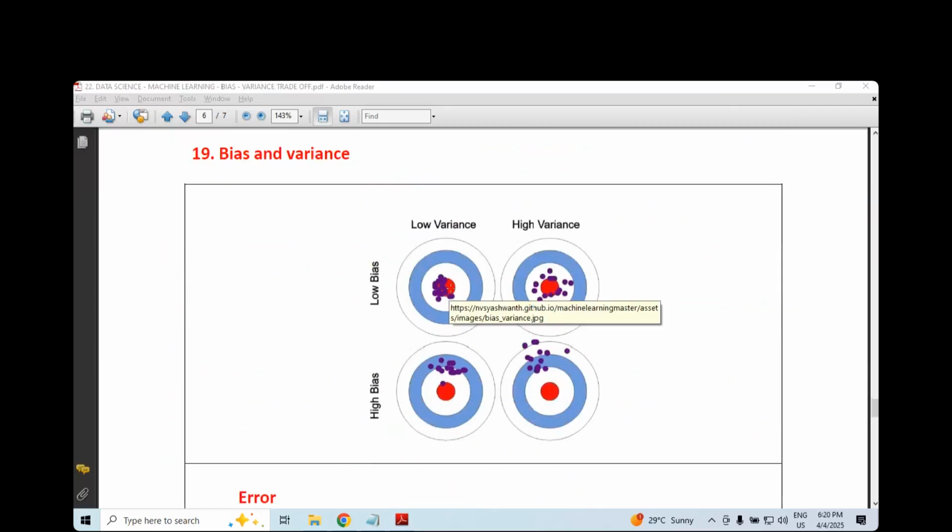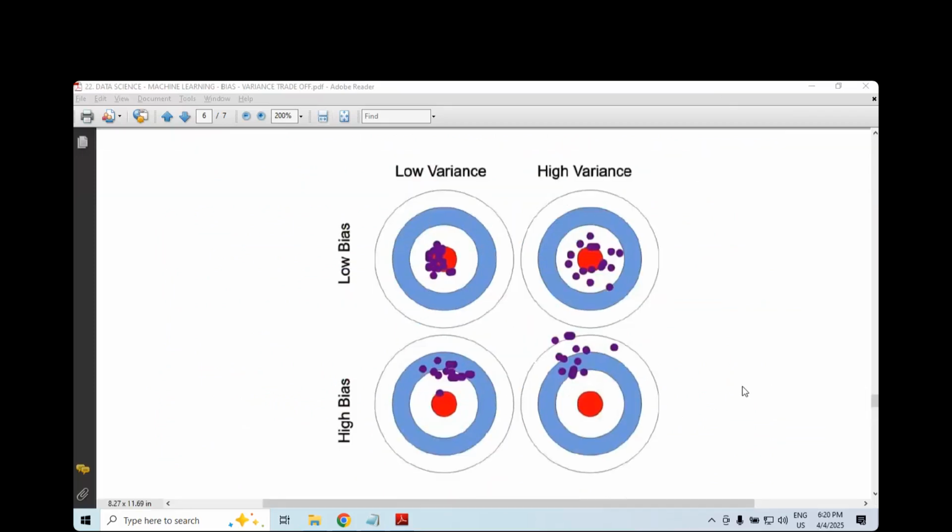I hope this diagram I already covered. Whoever attended yesterday's session, I would like to say this one is the sweet spot. Why? Low bias and low variance. What is this one? Low bias and high variance is also called overfitting. This is the good fit, this is overfit, and this is underfit. The blue dots indicate predictions, and the red dot is the target. The algorithm having low bias value and low variance value will do good prediction.